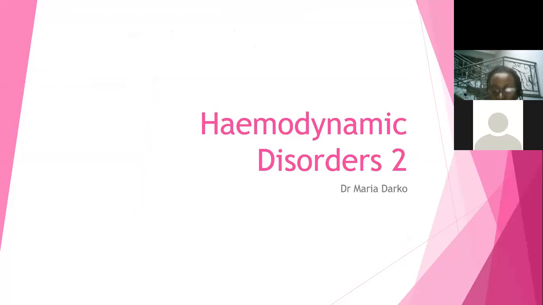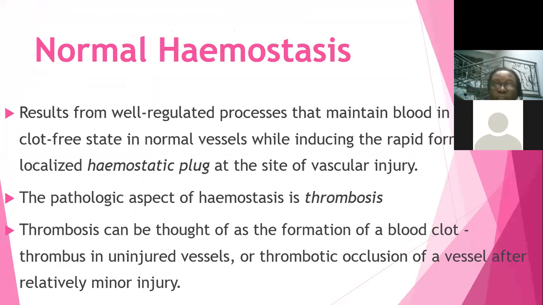Okay, so we are going to talk about hemodynamic disorders. Today we'll talk about normal blood clotting, that's hemostasis, and then we'll also talk about thrombosis. This is different from homeostasis, which is the maintenance of a constant internal environment. What we are talking about is hemostasis, the physiologic process of blood clotting. The pathologic aspect of the same process is called thrombosis. Thrombosis is the formation of a blood clot from an injured blood vessel.